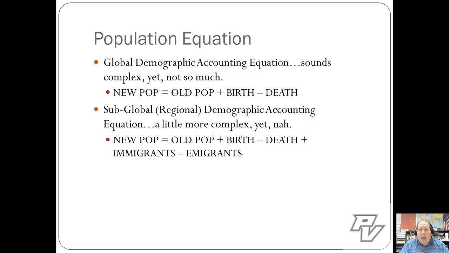To try and figure out a city's population and how it changes, the new population will be equal to the old population plus the births minus the deaths. But now we also add immigrants, remember, people moving into an area, minus emigrants, people moving away from an area. Okay? Remember that the regional only adds that nice little two, immigrants minus emigrants, at the end to make sure you know the difference between the two.